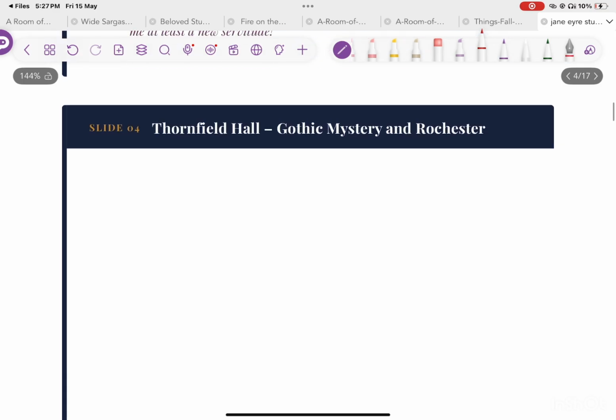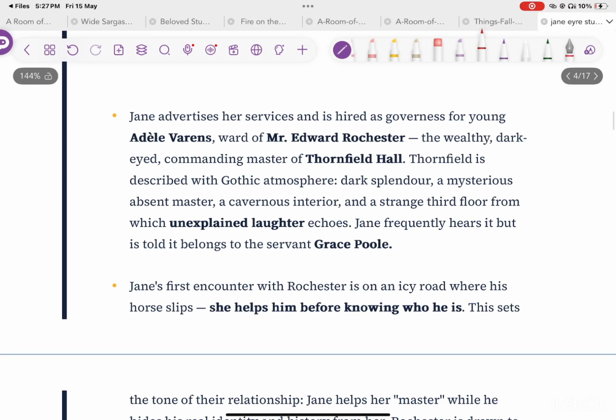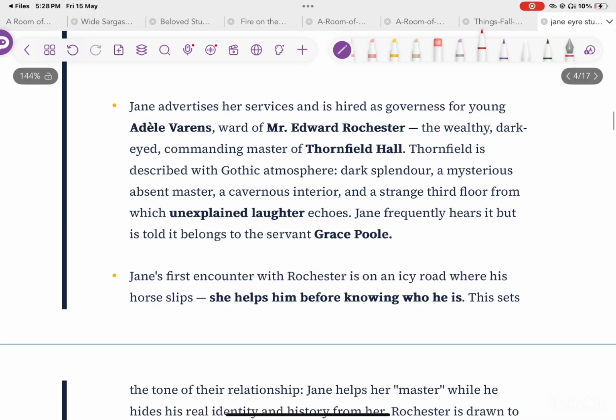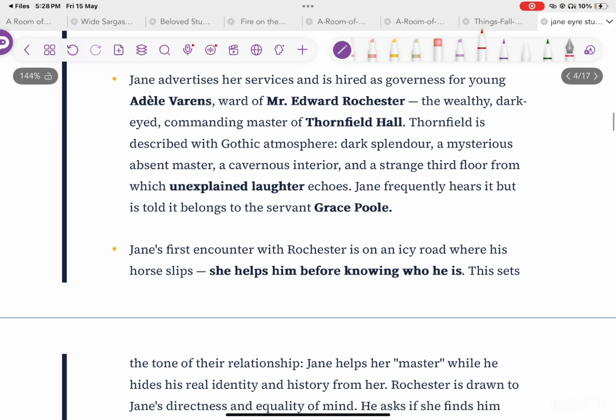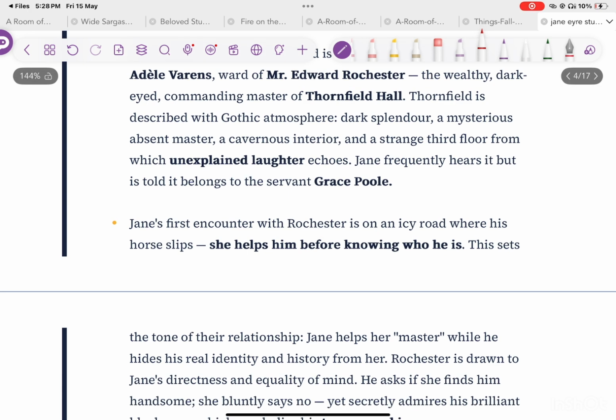So Jane advertises her services and is hired as a governess for a young Adele Varens, ward of Mr. Edward Rochester, the wealthy, dark-eyed, commanding master of Thornfield. Thornfield is described with a Gothic atmosphere: dark, splendid, mysterious, with an absent master, a cavernous interior, and a strange third floor from which unexplained laughter echoes. Jane frequently hears it, but is told it belongs to the servant Grace Poole.